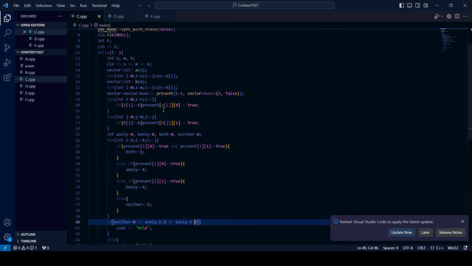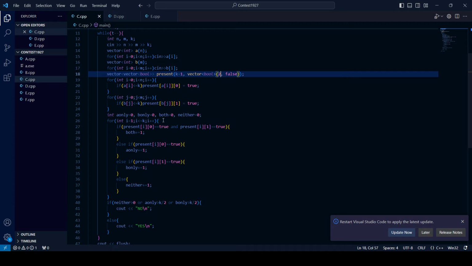So I just get the arrays a and b, and I create a 2D vector where, for every integer from 1 to k, present[i][0] will be whether it's present in a or not, and present[i][1] will be whether it's present in b or not. I go through every element in a and update it, I go through every element in b and update it, and I count the number of a-only, b-only, both, and the number of elements that are in neither.